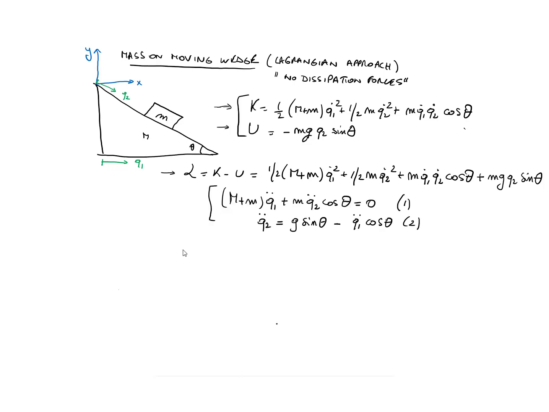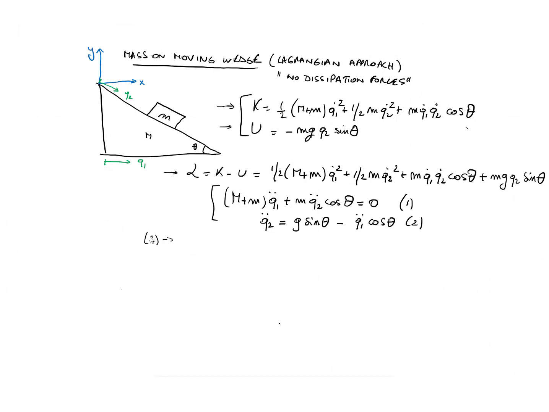Okay, I've removed the unnecessary stuff and I've rewritten my equations. Equation 1 is exactly the same, but equation 2 I've written q2 double dot, sorry, as a function of the rest. Okay, so what we are going to do is to take 2 and put it into 1, right? So we'll have total mass, q1 double dot is equal to, so it's not is equal, plus, and I'll take the first term, m g sine theta cos theta, okay, and then minus m q1 double dot cosine squared theta is equal to 0, right?